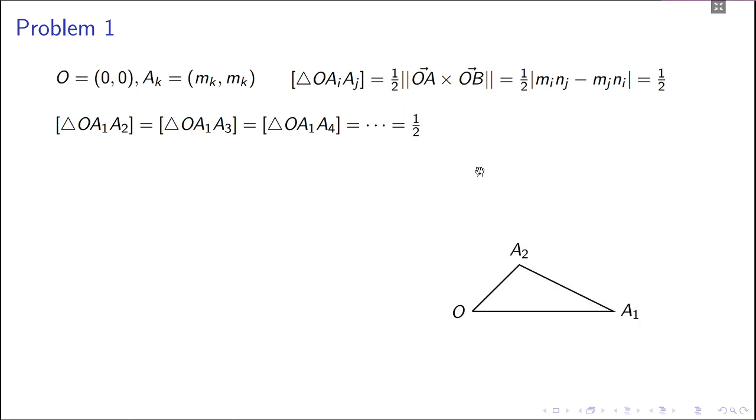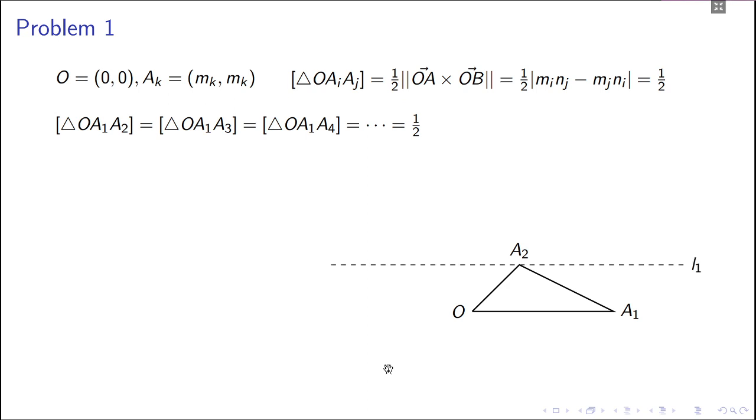Let's just draw a figure. The first triangle is OA1A2, and now we have OA1A3, and OA1A4, and so on, which all have the same area as this. They have the same side OA1. So where can they lie? Since there is a common base, they all have to lie at the same height as A2. So it can lie basically on this line.